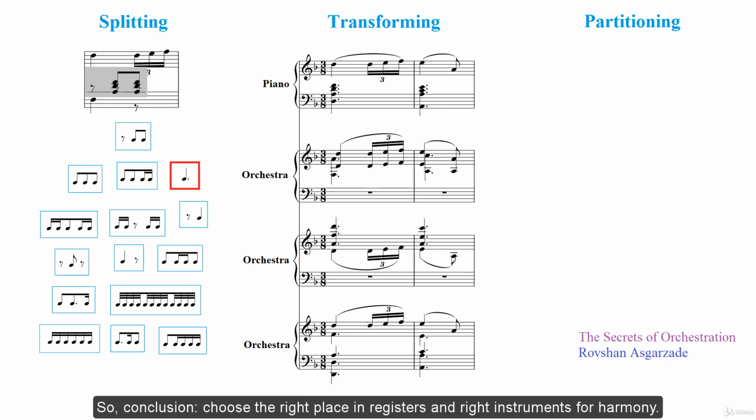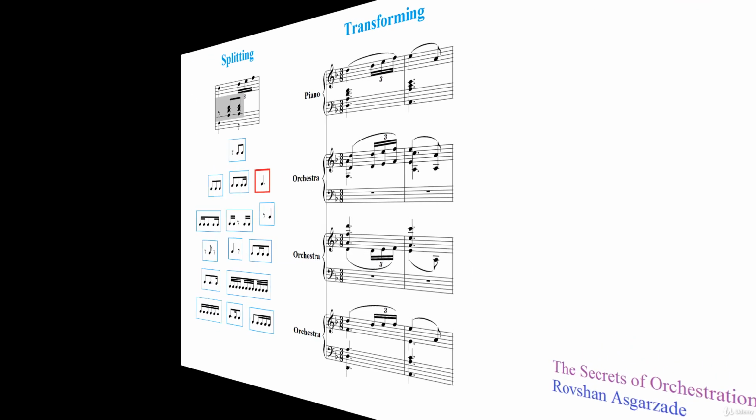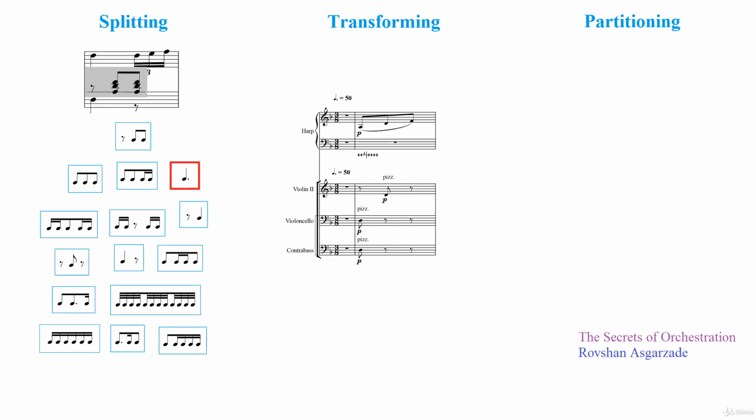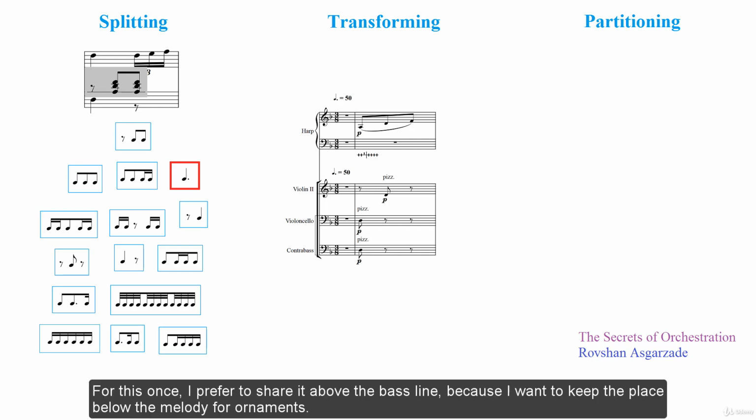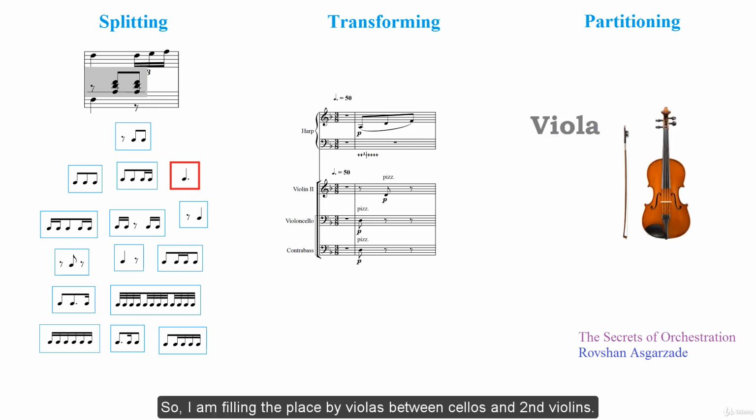So, conclusion. Choose the right place in registers and the right instruments for harmony. Don't conflict with the melody. Melody always should shine in the orchestra. In our case, the melody will be taken by first violins in the high range. For these ones, I prefer to place it above the bass line because I want to keep the place below the melody for ornaments. So, I'm filling the place with violas between cellos and the second violins.